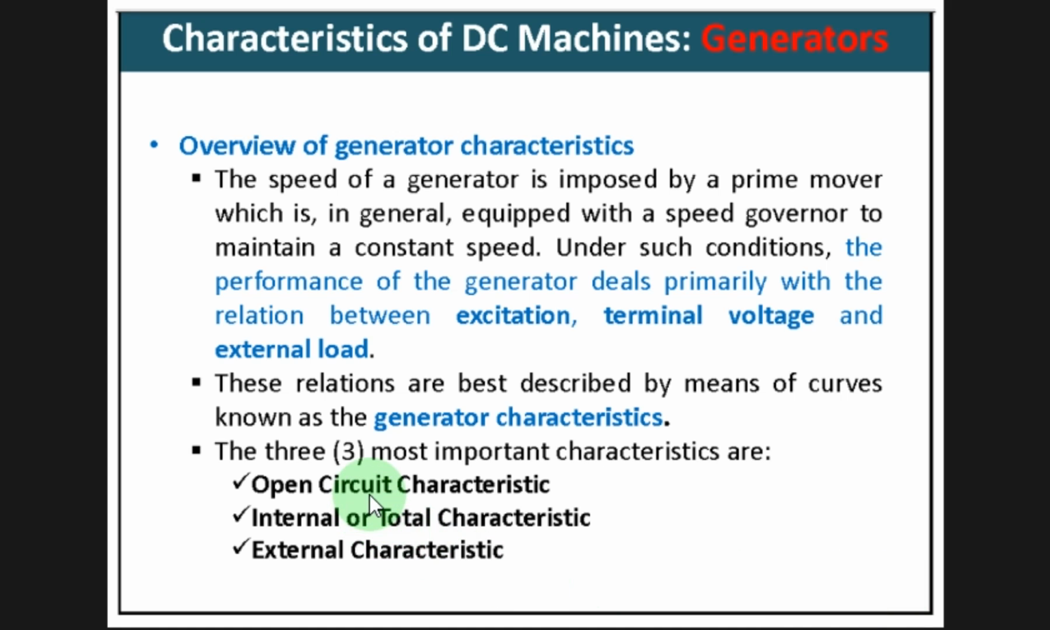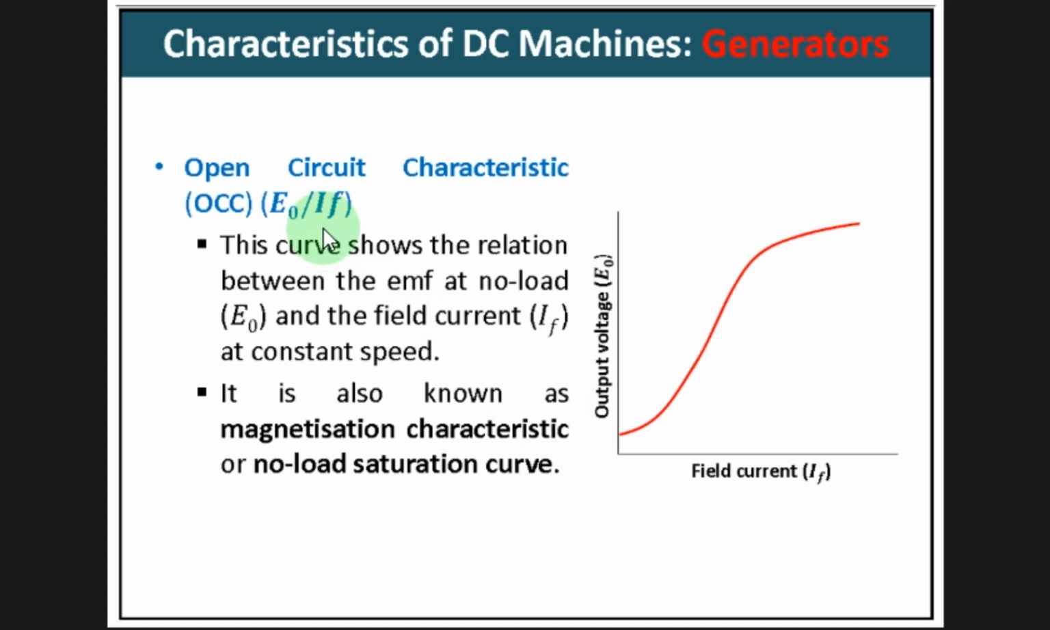If we first look at the open circuit characteristics, it is called OCC. That is mainly the generated EMF E0 against the field current, right? The current supplied to the field. So this is the relationship.